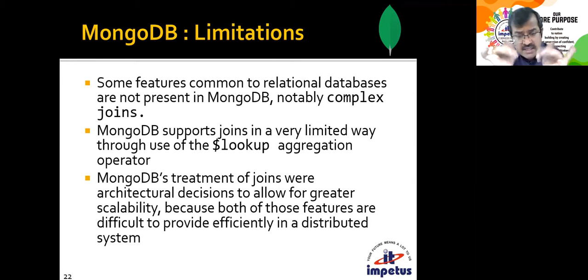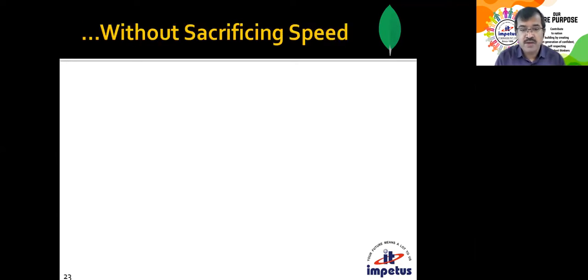Designers have intentionally not provided this feature, and whatever support has been given is limited support, intentionally provided because they do not want to compromise on one thing, that is performance. Both of these features are difficult to provide efficiently in a distributed system. So if you really want large data on distributed servers and you would like to perform the join, an RDBMS will do that, but it will come at a cost: speed. Here they want it to work very fast, so this support is not provided.